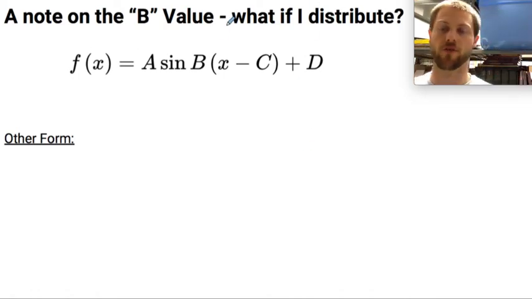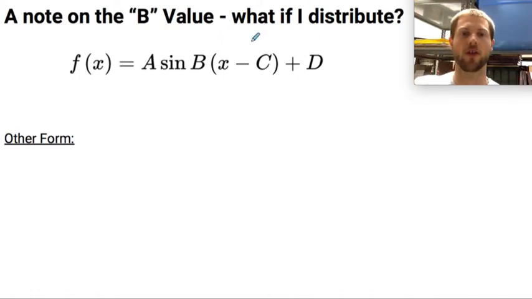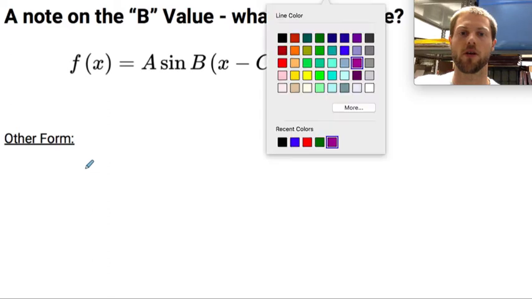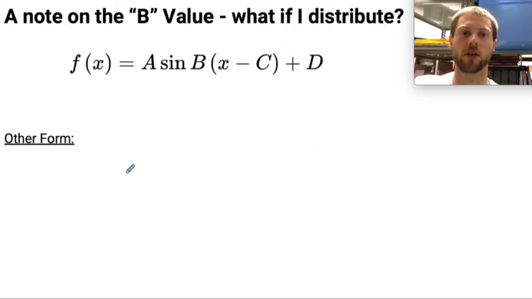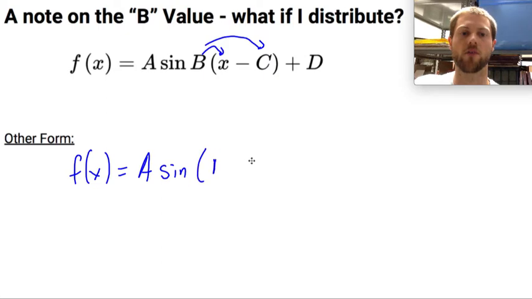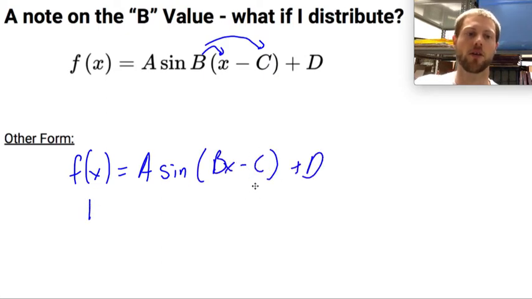Last thing to note is about this b value. Sometimes you'll see a different format for this type of equation. Think about it, what would happen if I distributed this b value? It would look something like this. I could push that b through, and the other form would be f of x equals a times the sine of bx minus c plus d. The only thing we need to keep note of is minus bc. I have to push that b through there.